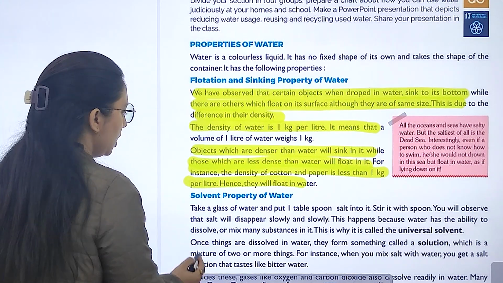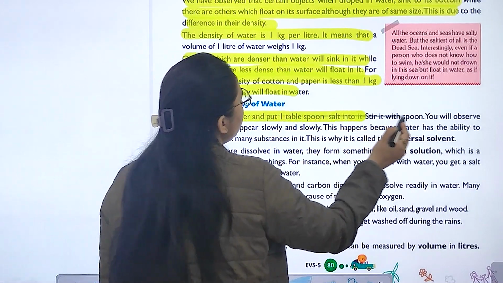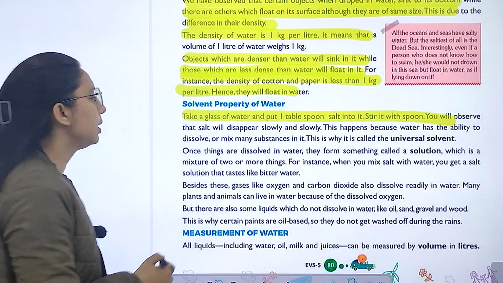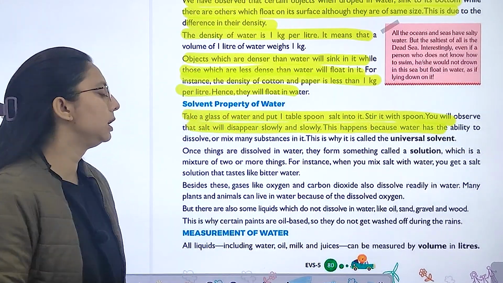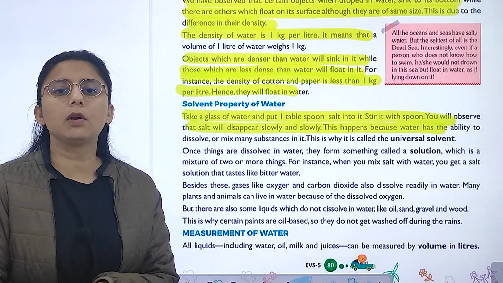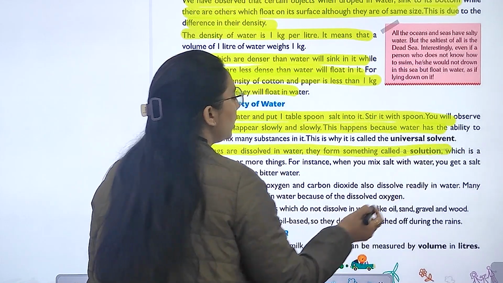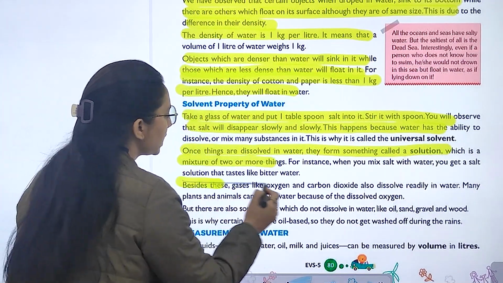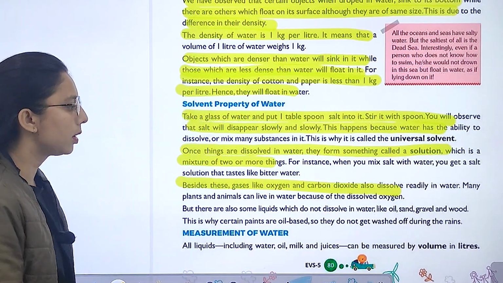So they float. Now solvent properties of water. Take a glass of water and put 1 tablespoon of salt in it. Stir it with a spoon. You will observe the salt will disappear slowly. This happens because water has the ability to dissolve or mix many substances in it. That is why water is called the universal solvent. Once things get dissolved in water, they form something called a solution, which is a mixture of two or more things. Besides these, gases like oxygen and carbon dioxide also dissolve readily.